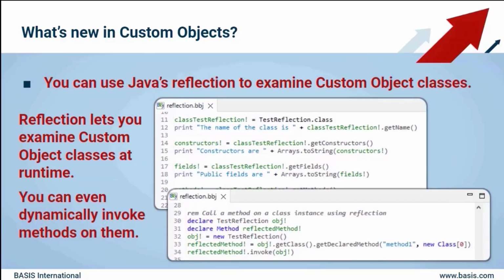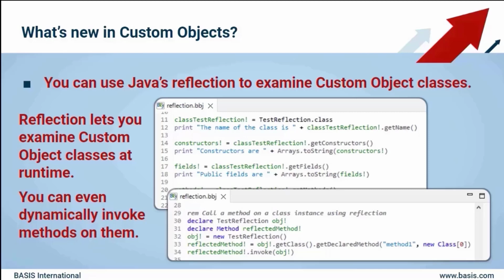We also now support reflection, Java's reflection, so that you can examine custom object classes. And reflection is a term that means basically that you can look back at the class from the outside and see what the class is at runtime, so that you can determine whether or not it has a particular method on it and whether or not it has a particular attribute and things like that. So reflection is the ability to wait until runtime and answer some questions about your class's composition.